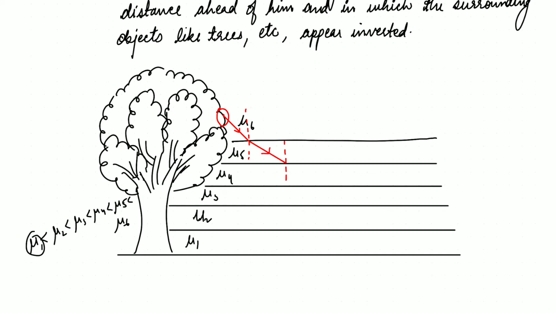Then again we are entering from, so this will be your denser medium and this will be your rarer medium, right? So we are going from denser to rarer medium. Again the light ray will bend away from the normal. I hope you guys can understand, right?